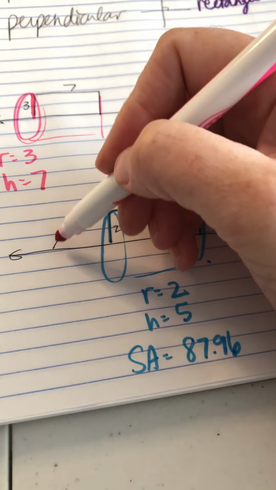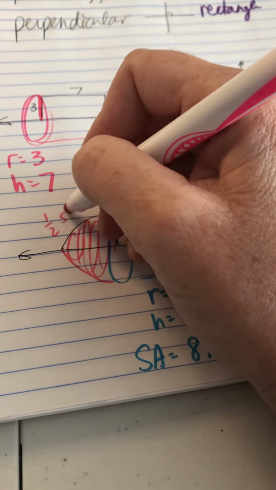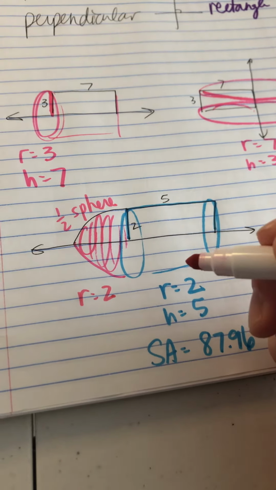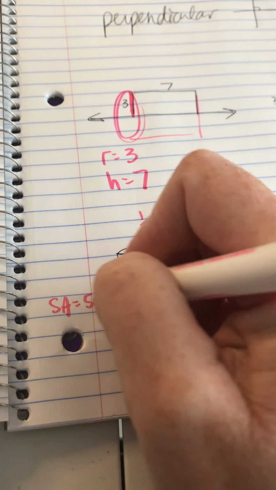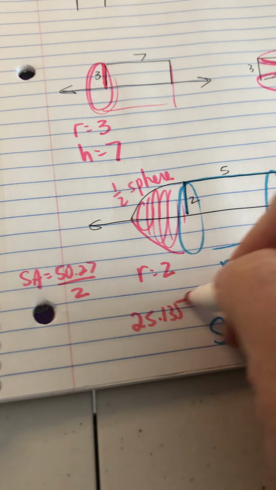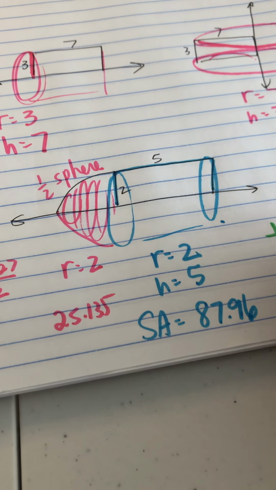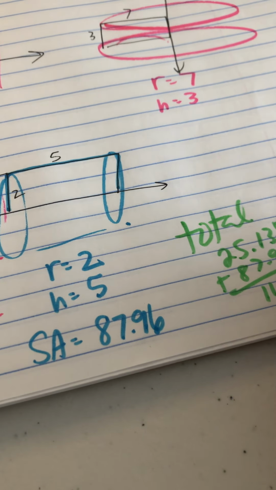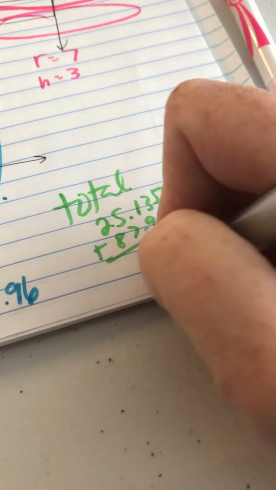But right here, this is not necessarily a cone, it's curved, right? And so it's going to be half of a sphere. So same thing, my radius is 2. And so if I put that into my equation, it says that the surface area of the sphere is 50.27, but because I want it half, now my surface area is only 25.135. And so for me to get the total, I would add those two together. So 25.135 and 87.96, and I get 113.095. And I think it asked you for the tenths on this one. So that 9 would round it up to 113.1.